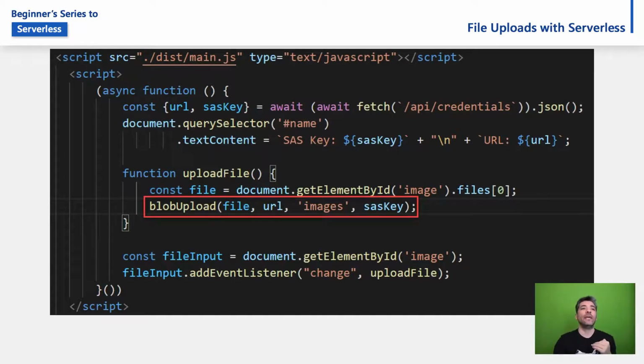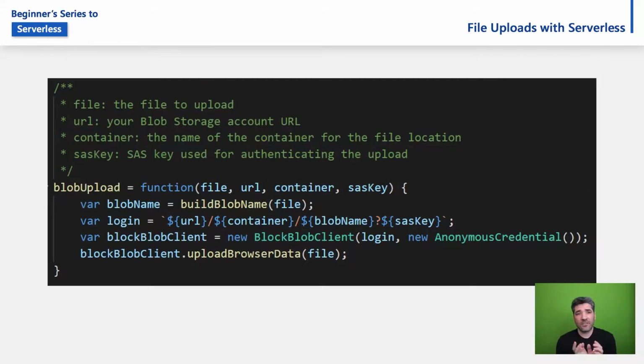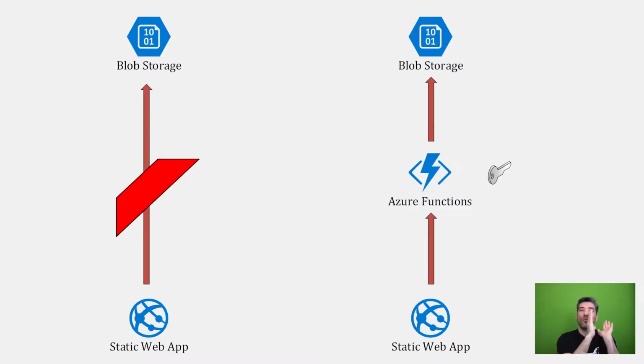So finally, back to the HTML, the file will call blob upload with your file, the file that you are trying to upload to Azure Blob Storage, and the URL and the SAS key that we received from API credentials. The blob upload function, the only thing it's doing is generating this login URL that has as query parameters the container where you want to place the image, the name of this image, and this whole SAS key that we built. So the request is authenticated when it reaches Azure Blob Storage. So again, we do not share our account keys. We generate SAS keys, this single access key for the static web app to be able to upload to Blob Storage.